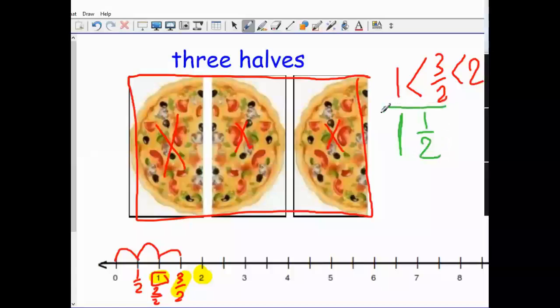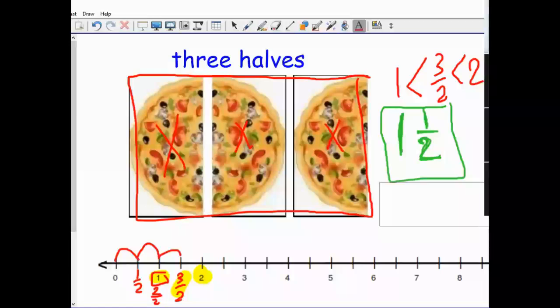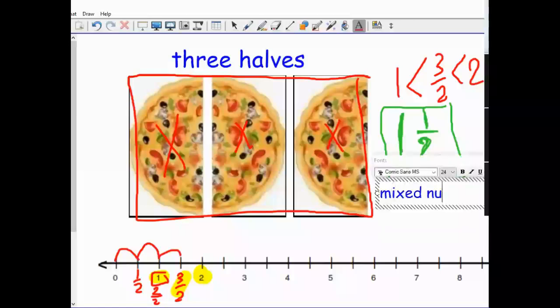Look at the screen how I write it. I write it like 1 whole pizza and 1 half of a pizza. When I read it, I read it like this: 1 and 1 half. This combination of whole numbers and fractions, we call it mixed number, because I mix a whole number and a fraction.